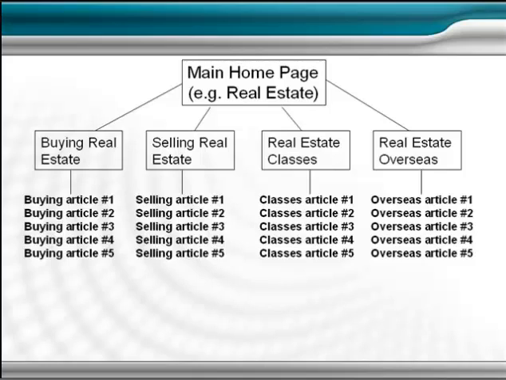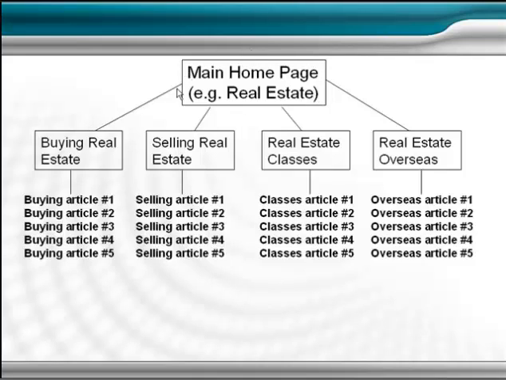So if we take here that we have a website based around the topic of real estate. As I mentioned in previous videos, obviously real estate covers various different areas. So you could have buying real estate, selling real estate, learning real estate in classes, or overseas real estate. So we have a real estate website here with a lot of content. So how should it be organized?